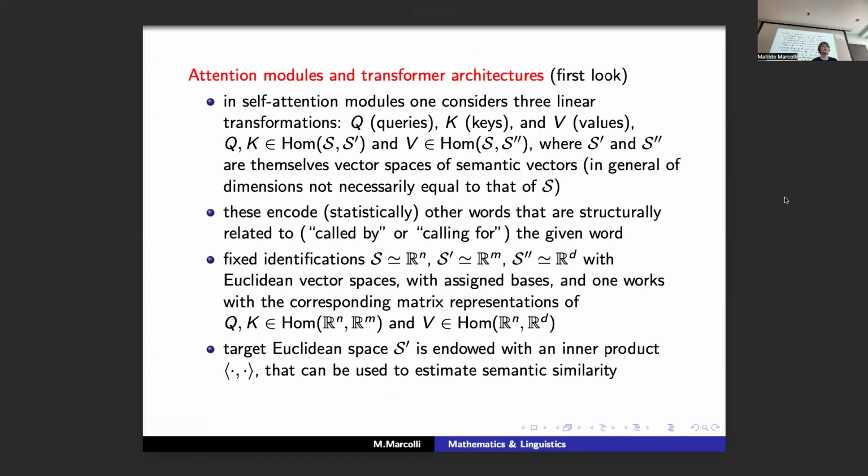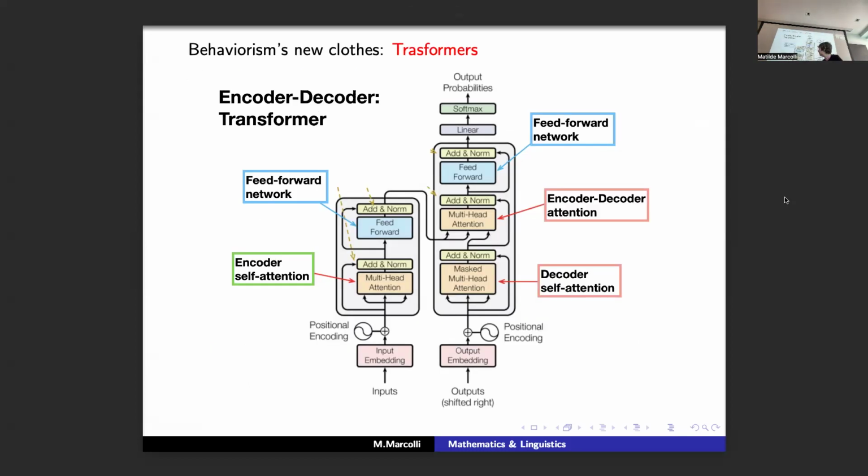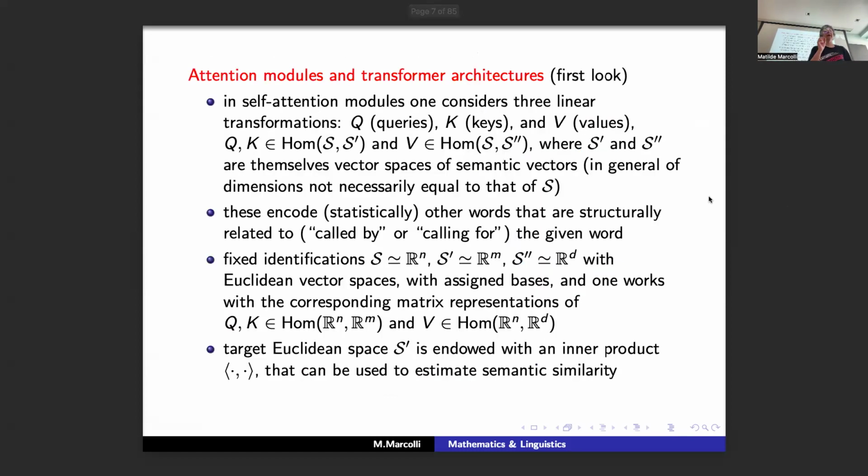Okay, so first a look that is not too detailed, but just trying to capture some aspects that have some relevance to what we were discussing in our models of the syntax-semantics interface. So the key part of the structure that I want to look at is this attention module, in particular self-attention modules, and I'll come back to discuss these structures more in detail in a moment. But I want to extract some key features. So the key ingredients are 3 linear transformations.